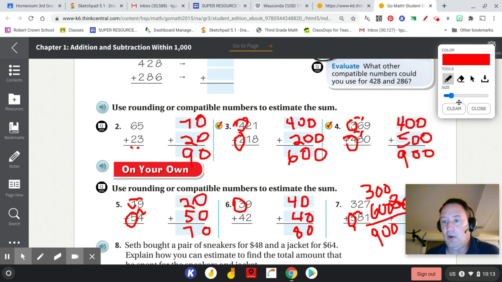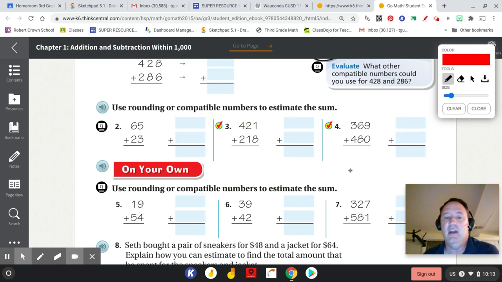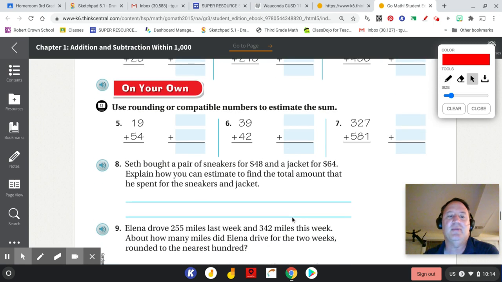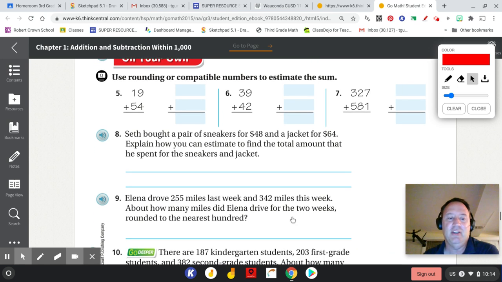Okay, hope you did a good job with that. Now let's take a look at some of these word problems. Just because they're word problems doesn't mean we're going to skip them. So I'm going to read it. We're going to work this one together. Seth bought a pair of sneakers for $48 and a jacket for $64.